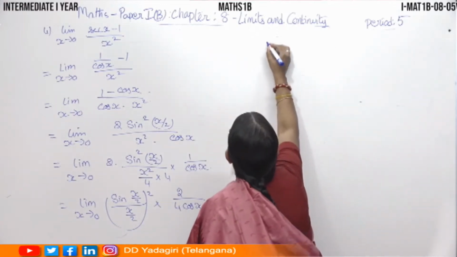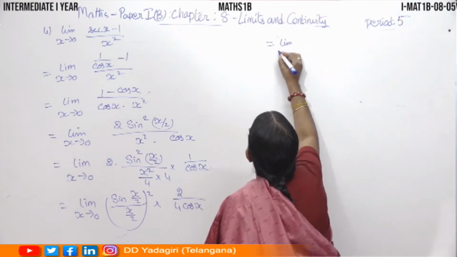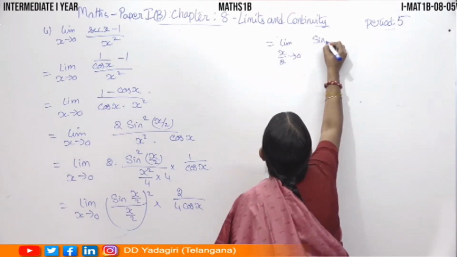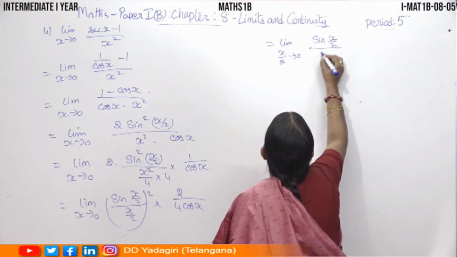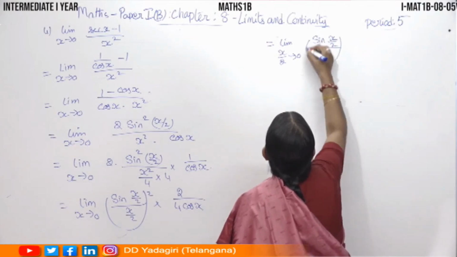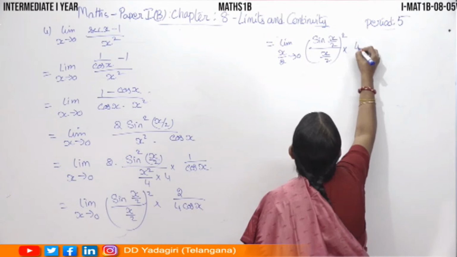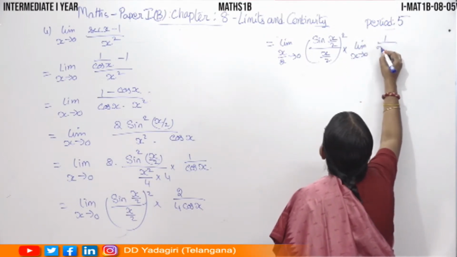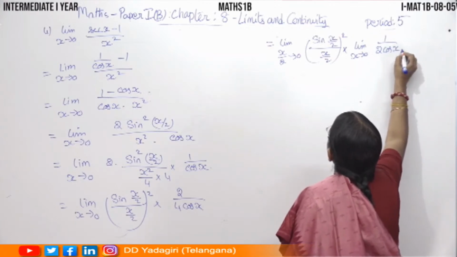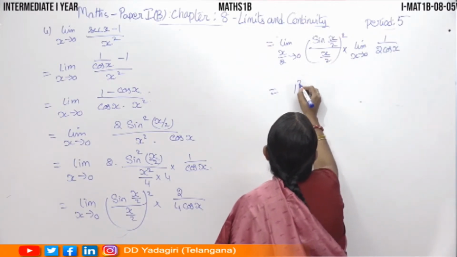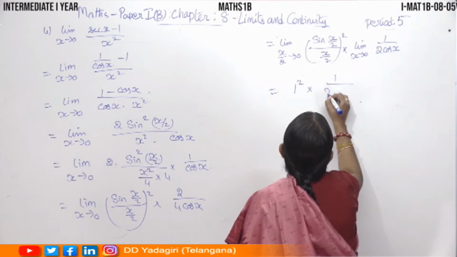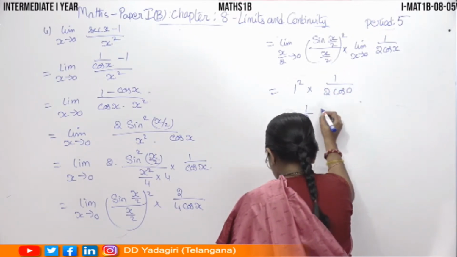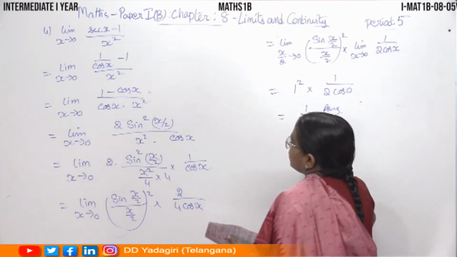limit x by 2 tending to 0 of sin of x by 2 by x by 2 whole square into limit x tending to 0 of 1 by 2 cos x. So this limit is 1 square and this limit is 1 by 2 cos 0. Cos 0 is 1. So it is 1 by 2. So the answer is 1 by 2.